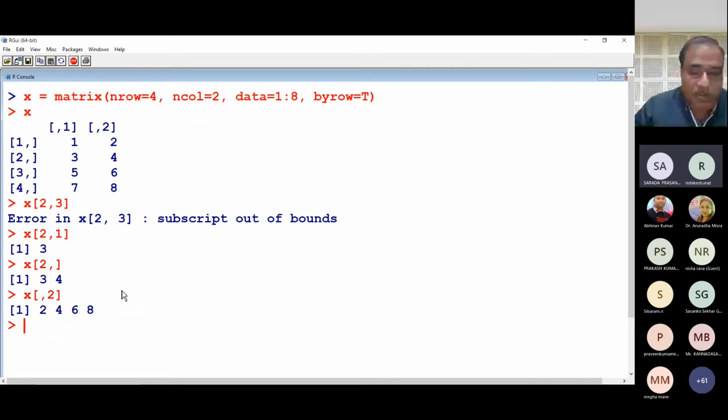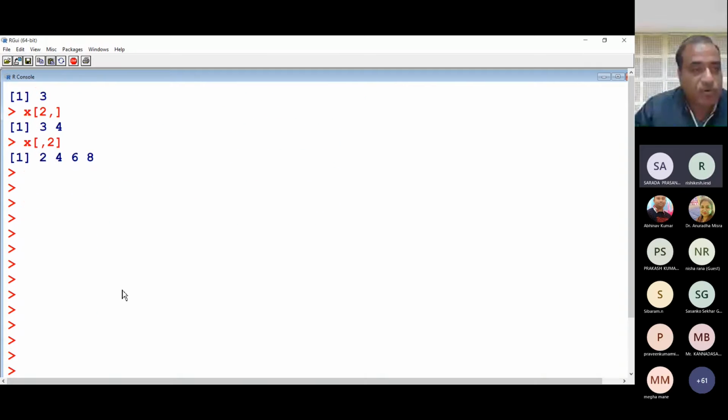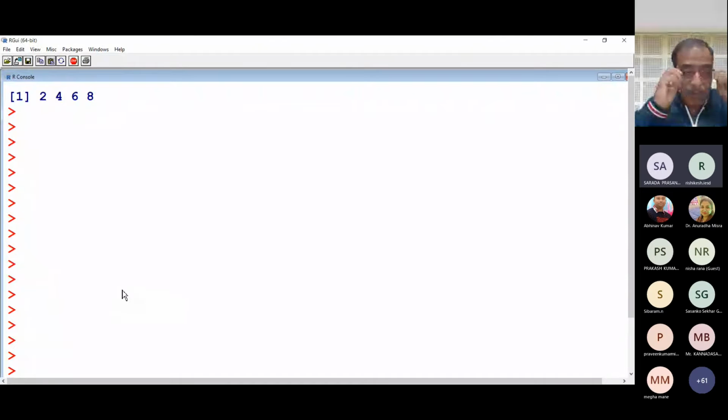Now, my confusion is like this. Suppose I show you only this thing: 2, 4, 6, 8. Can you identify whether this is a row vector or a column vector, whether this is the values of a particular row or a particular column? No, this is not possible.